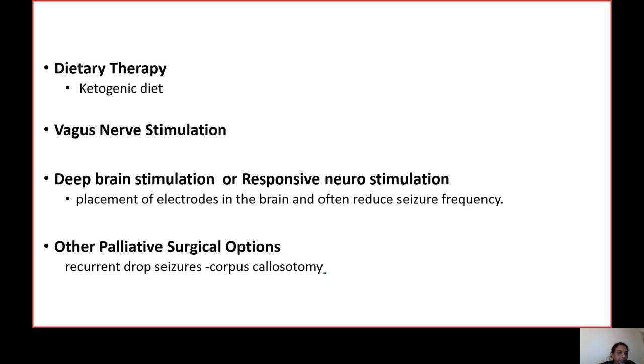Then the dietary therapy is the ketogenic diet. We are all familiar with the ketogenic diet these days, because we know that if we want to reduce our weight, we use the ketogenic diet. But in epilepsy, you have to manage it meticulously, because we want to have the ketones in the body and we want to have ketosis, so that the ketones are being used as the fuel in the brain. So it has to be meticulously managed, unlike what we use in our day-to-day, managing weight reduction.